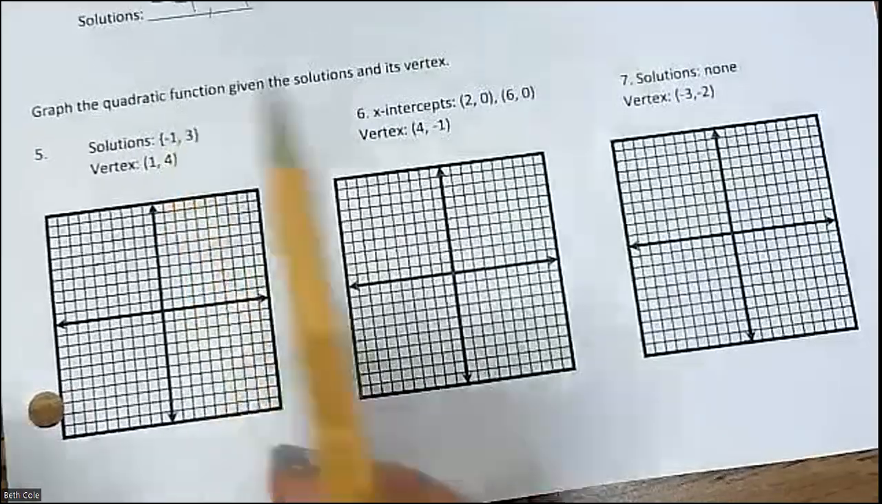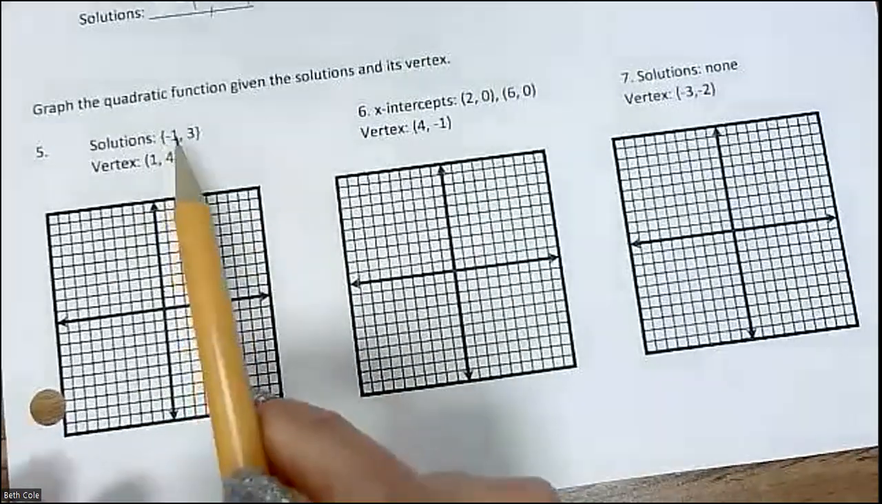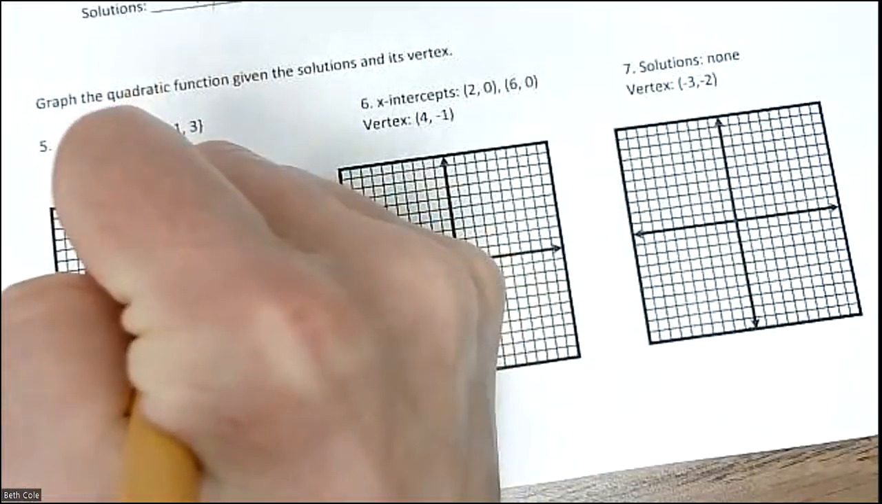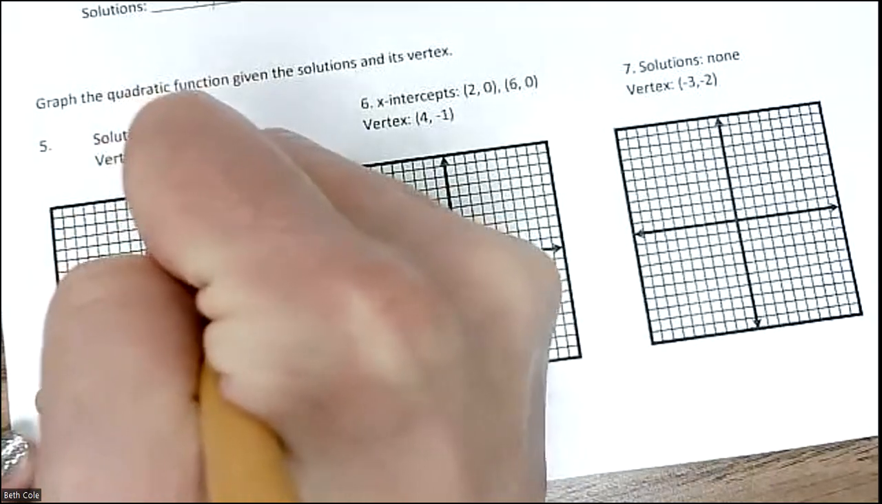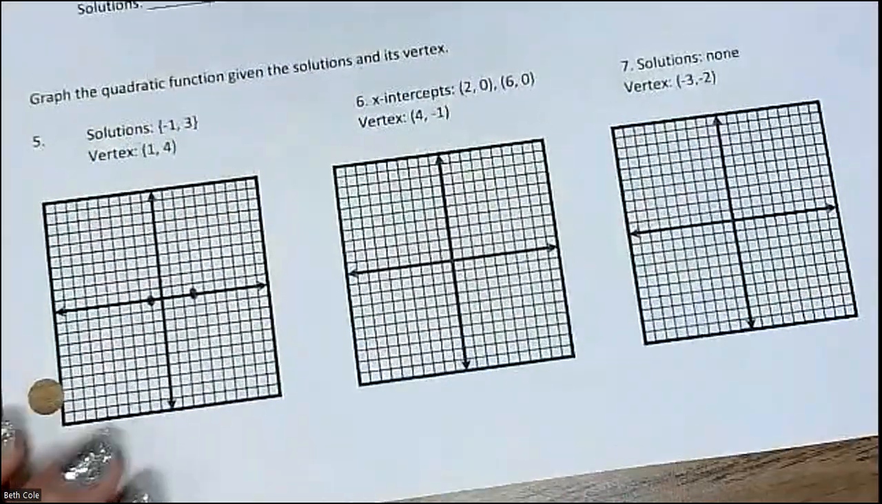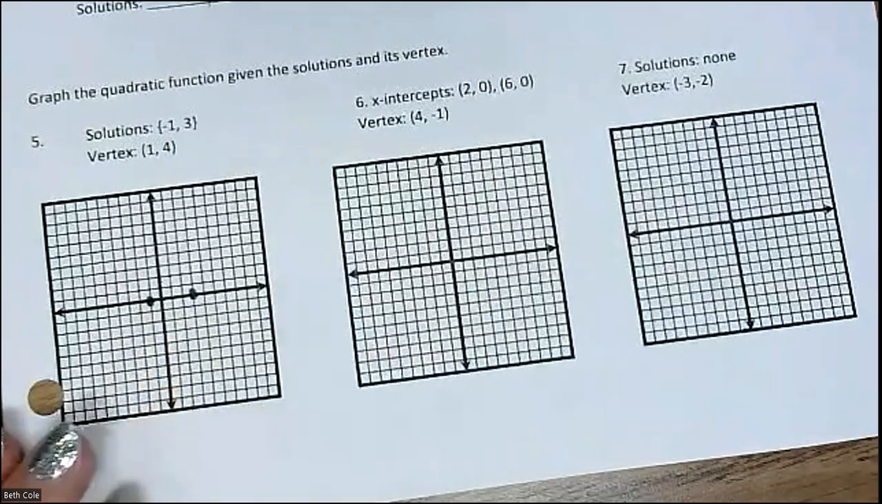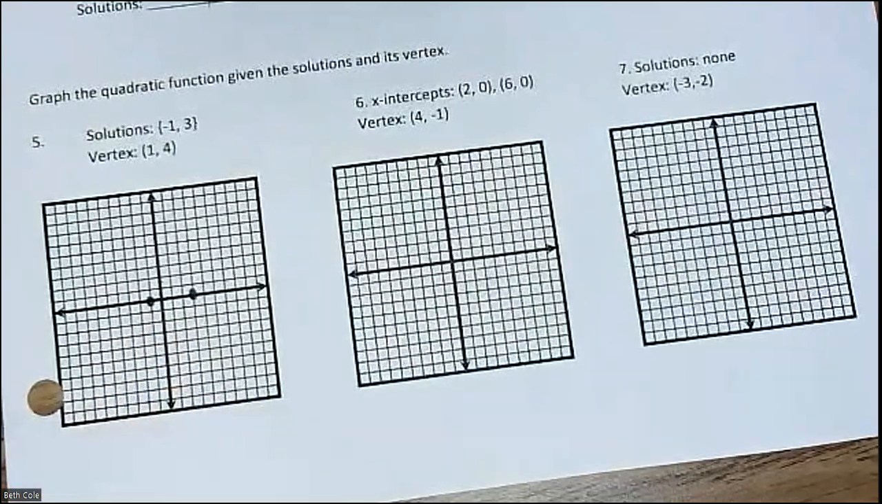All right, here we're going to draw some of our own graphs. We want our solutions, and again, that means x-intercepts, to be -1 and 3. So you're going to put a point right there at -1, point right there at 3. So go ahead and put points at -1 and 3. Again, solutions means x-intercepts.